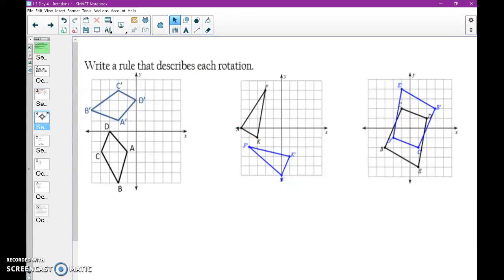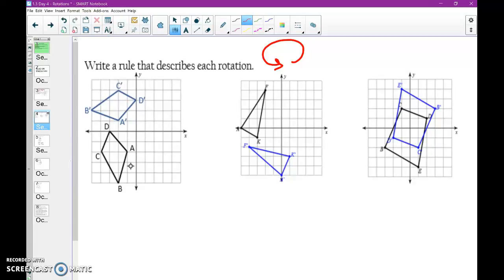So let's take a look at these. First of all, this one, make sure you pay attention to the prime symbols. This is your original because there's no primes on it, and this is our new one. Remember, you're always going this way. And you can kind of do it by quadrants almost. One quadrant is a 90-degree turn, 2 is 180, 3 is 270, and if it goes 4 quadrants all the way around, that's a 360 turn.